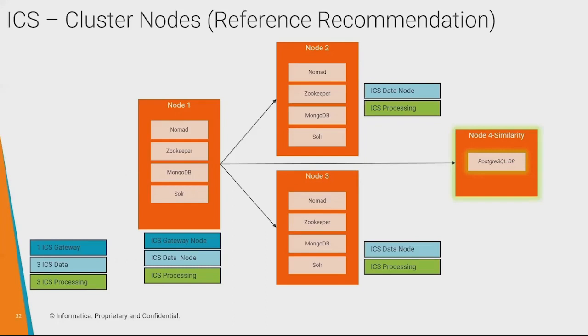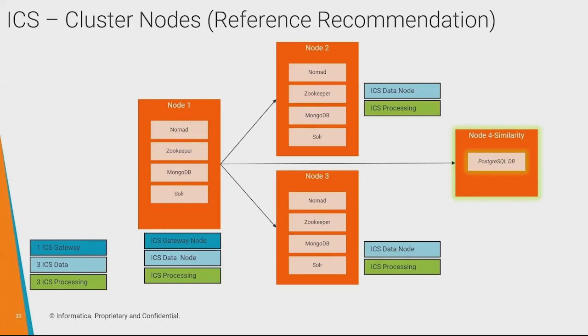And we are also displaying what roles they are playing. So node 1 here is your gateway node. It's also acting as the data node as well as the processing node. Data node means it has MongoDB on it. Processing node means it has Nomad on it, right? And of course, Zookeeper and Solr are also running on the gateway node. It is running on all the nodes basically.